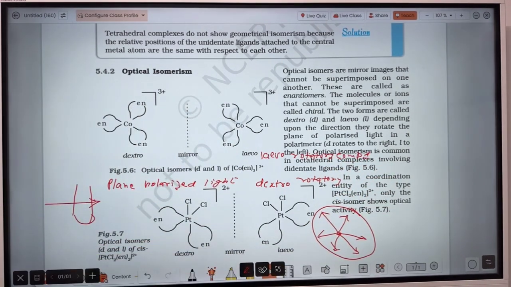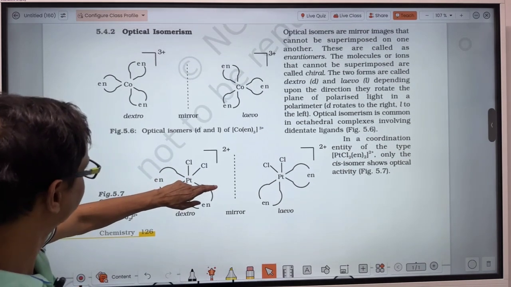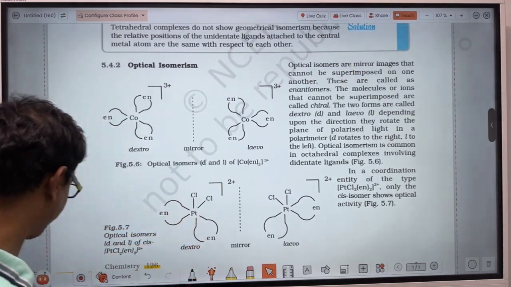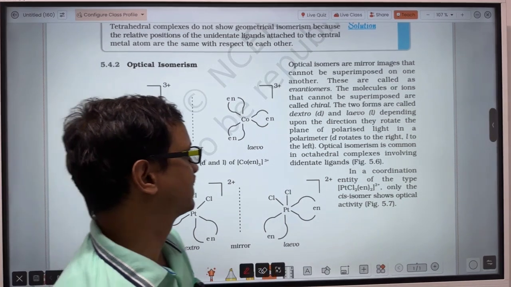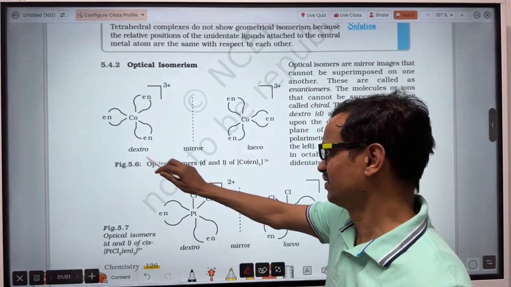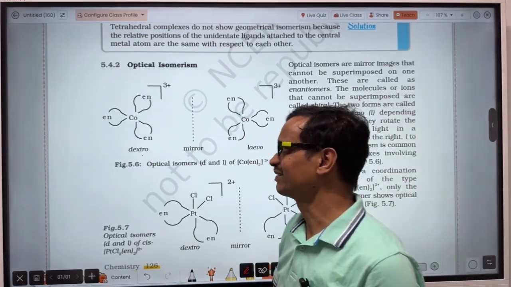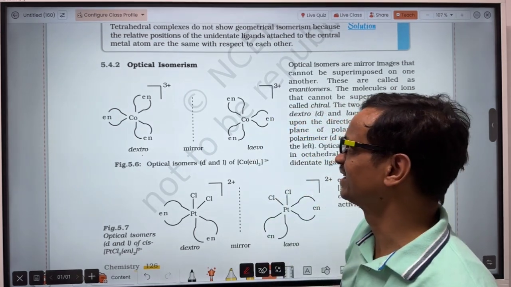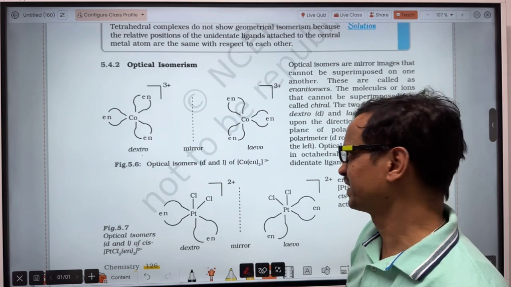Okay, dextrorotatory compound and levorotatory compound. That was the meaning of that. Now, a compound will be optically active if it forms a non-superimposable mirror image. Only then will that compound be optically active.